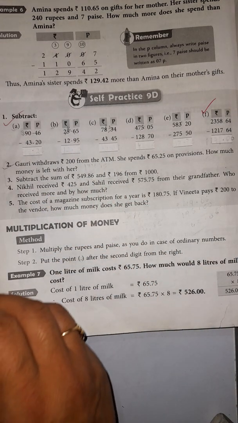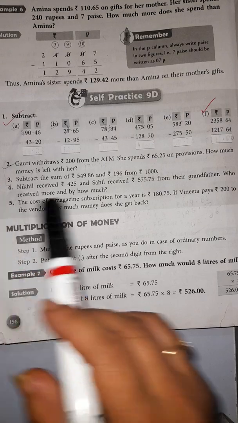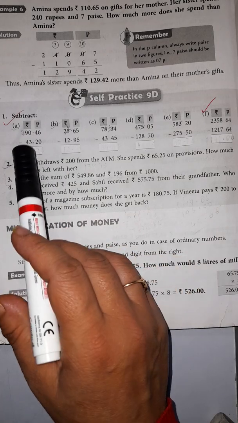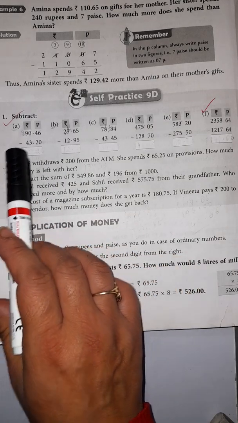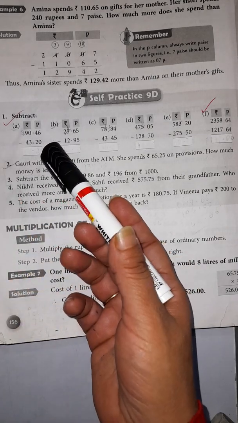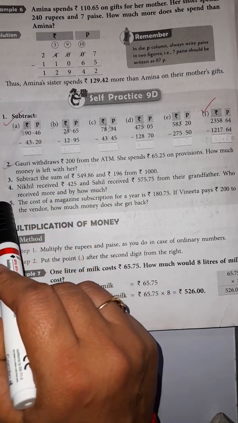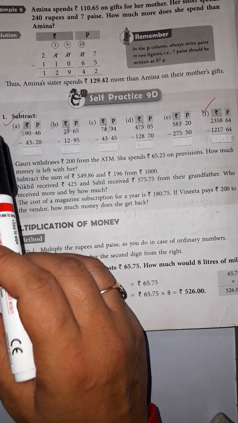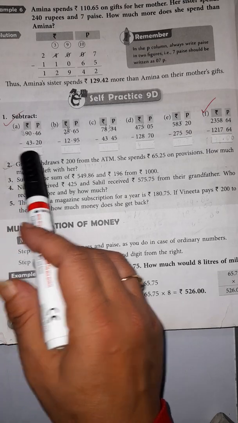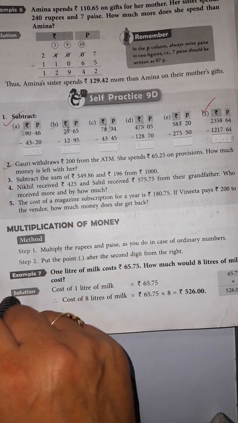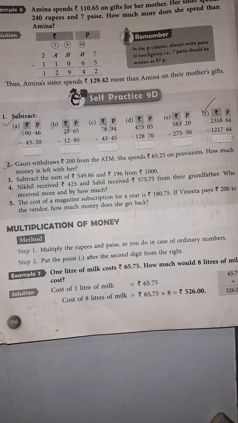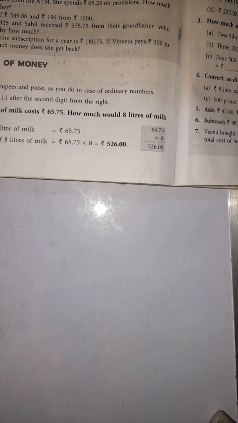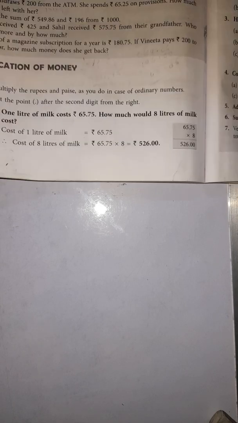So here we have question number 1 and it has many parts like A, B, C, D. Look at part A. Here, rupees and paise are divided into two columns, and then write the rupees into the rupees column and paise into the paise column. So we'll solve some questions here on the board. After that, the rest of the questions you will solve on your own, right?